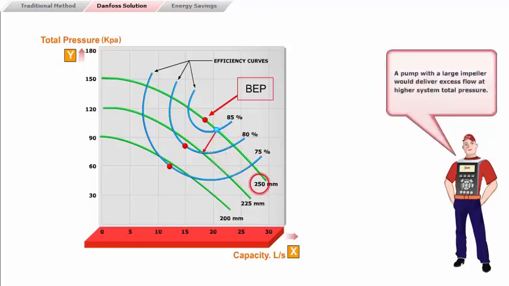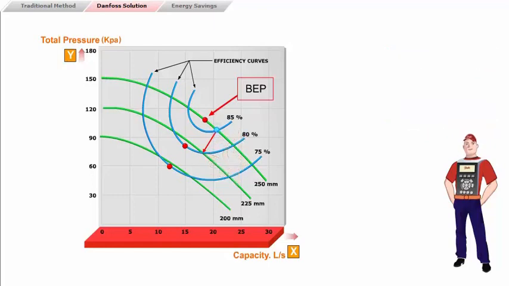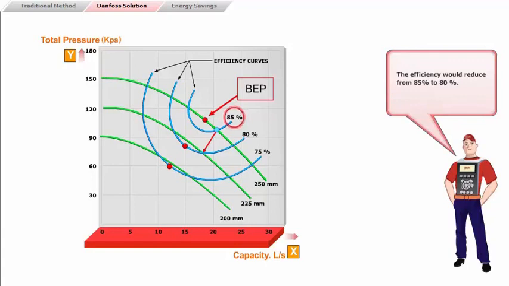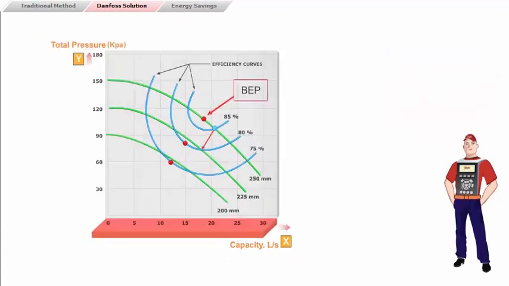A pump with a large impeller would deliver excess flow at higher system total pressure. By trimming the impeller, the size would be reduced to the middle impeller size. The point of pump operation would move diagonally to the middle impeller. The efficiency would reduce from 85% to 80%.